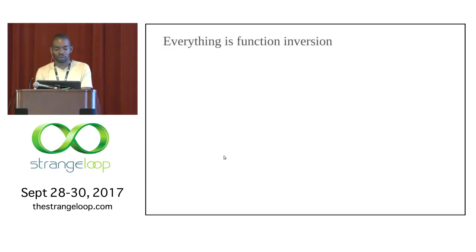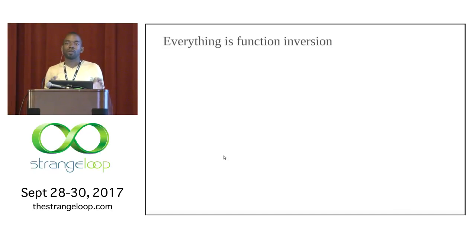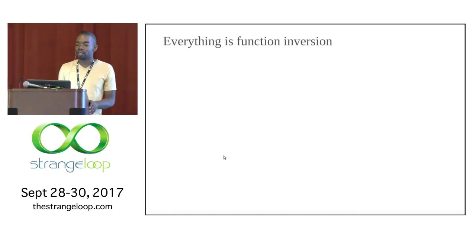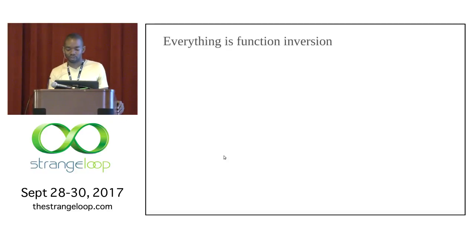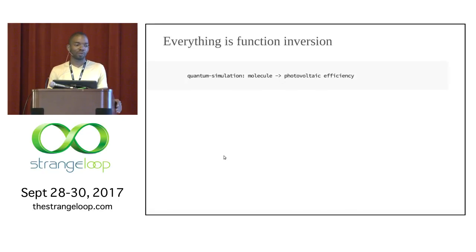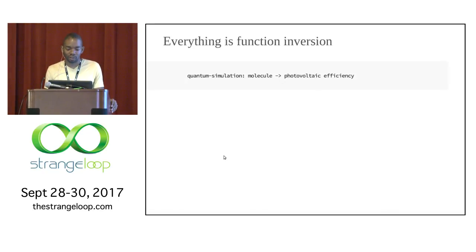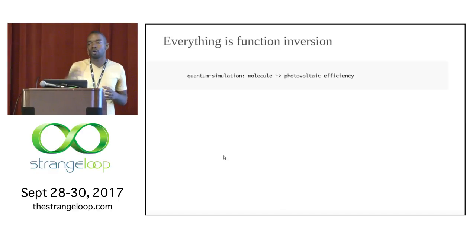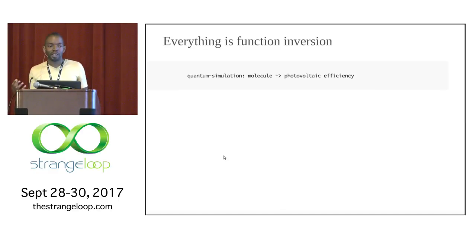Okay, so even if you don't care about AI or human intelligence, you should still care about function inversion, because it really pops up everywhere when you have it as a kind of hammer. For example, if you had a quantum simulator which took in some molecule and said, how efficient would this be in a solar panel? If you could invert this function, you could say, I want a highly efficient molecule. Tell me what that is.